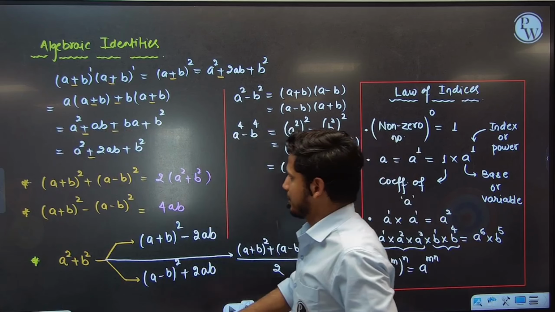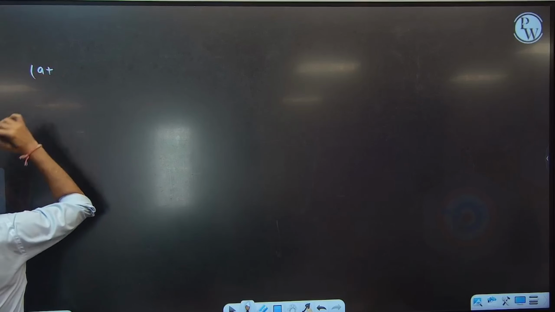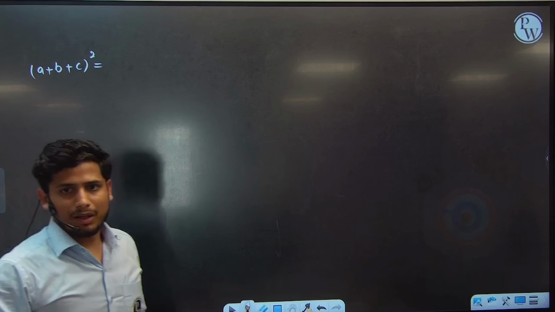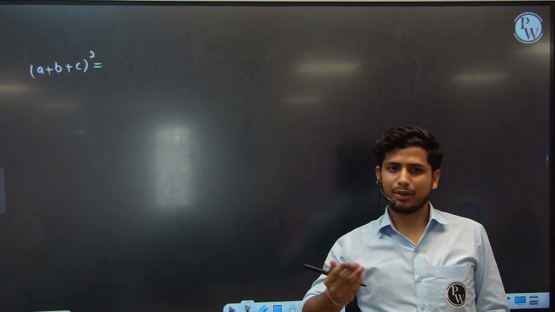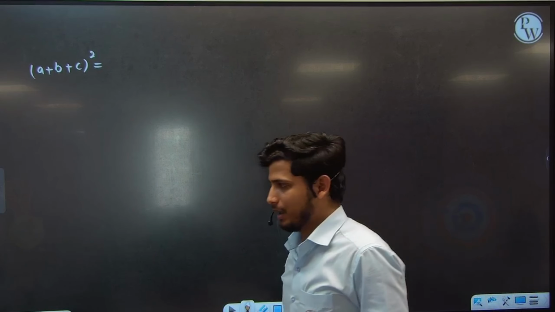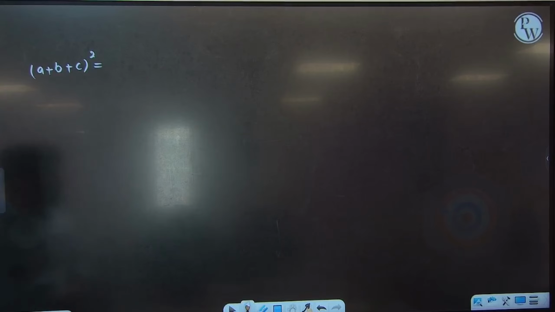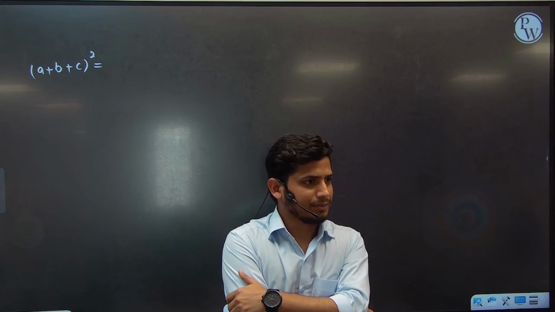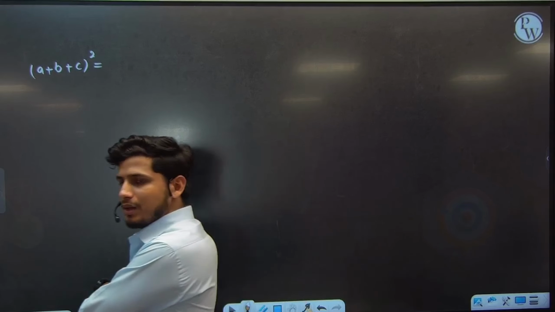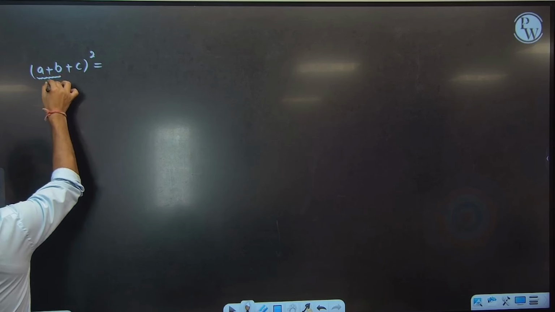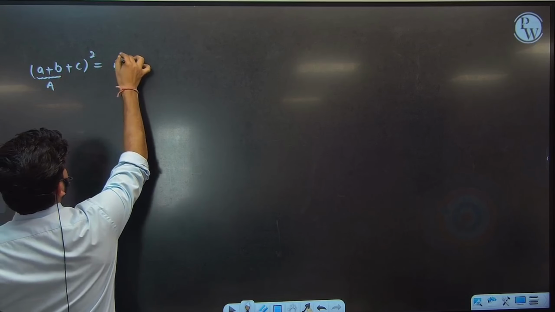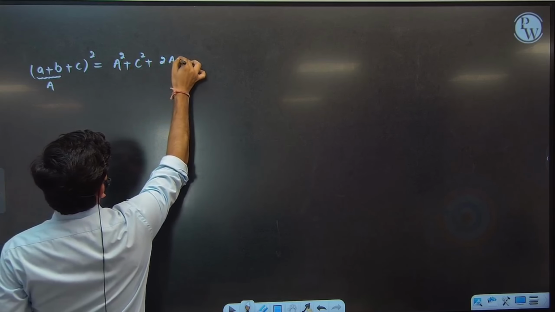Okay, done? Acha. Tell me one thing also. We want to express this part, a plus b plus c whole square. Now, I don't know what the formula of this is. So let's suppose a plus b is equal to a, and c also. Now a plus c whole square means a square plus c square plus 2ac.